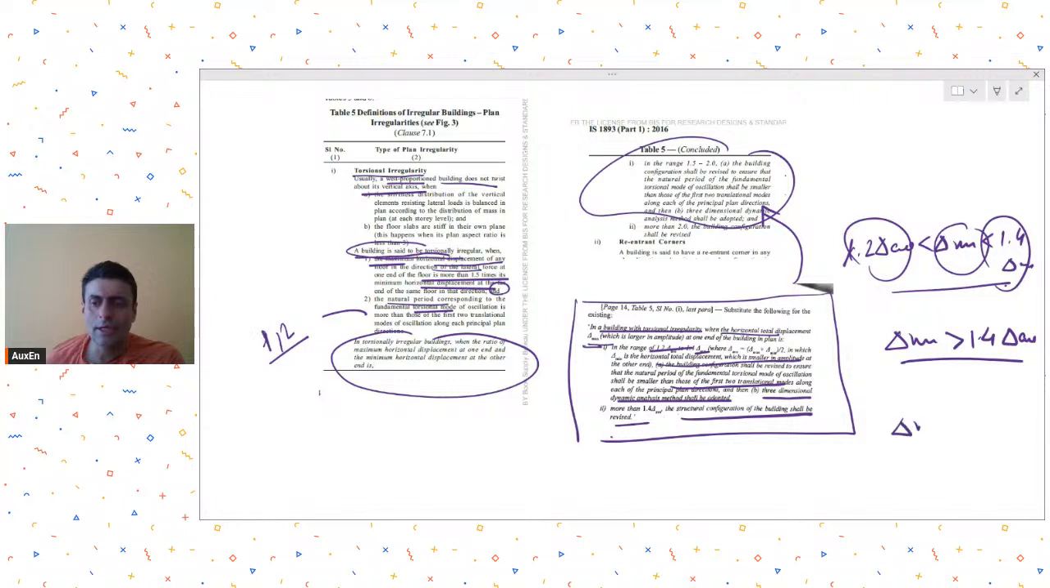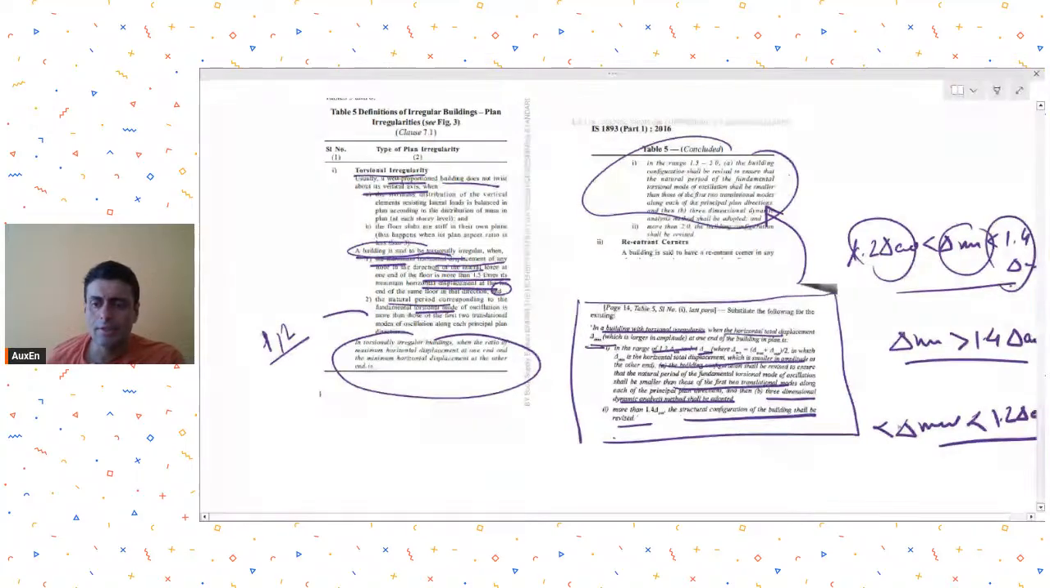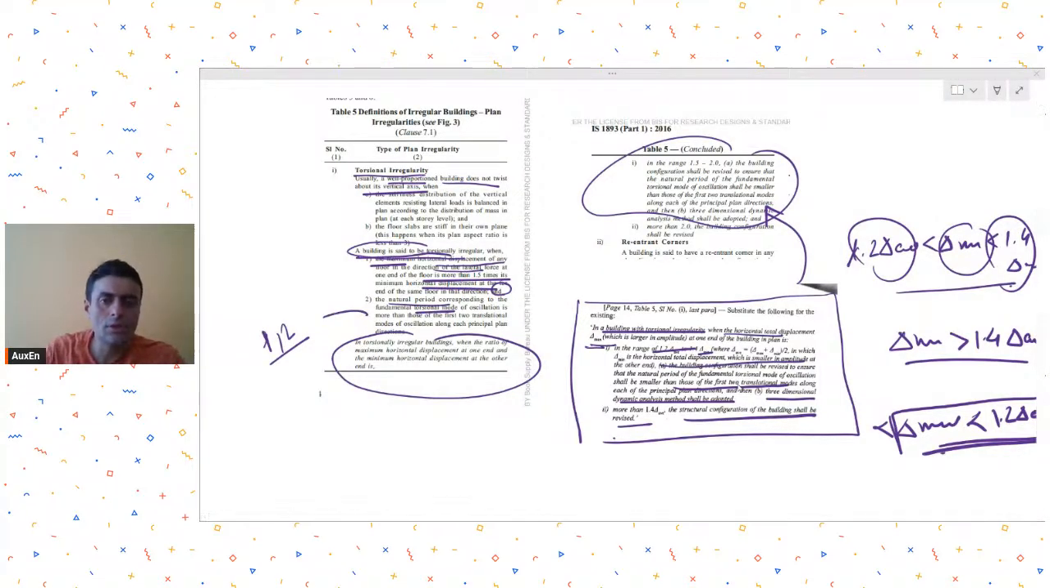But suppose your delta max is less than 1.2 times delta average, then in my opinion, you need not do anything for it. You may just perform the response spectrum analysis, and that should be sufficient for you. So even though your first two modes are torsional modes, if your delta max is less than 1.2 times delta average, I don't think there is cause for concern. You need to perform response spectrum analysis.